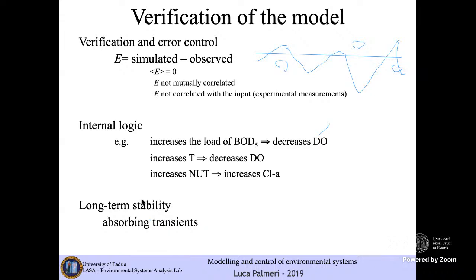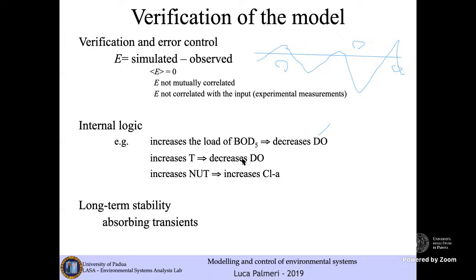Then you have to check the internal logic of the model. As I told you, for example, if I have an increased load of BOD5, I want to be sure that I will have a decreased concentration of dissolved oxygen. Or, as I told you before, if I have an increase in temperature as a forcing function, I expect a decrease in dissolved oxygen concentration. Or if I have an increase in nutrients, I expect an increase in chlorophyll a. So this has to do with internal logic, the inclusion of the relevant processes and the effect of the relevant processes.